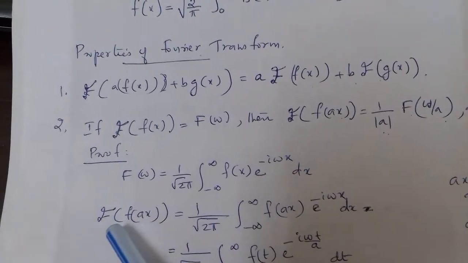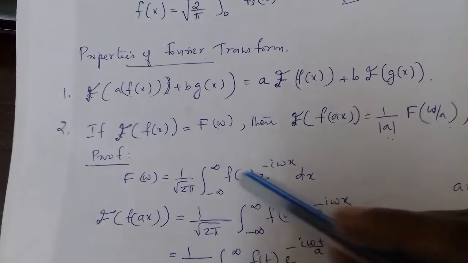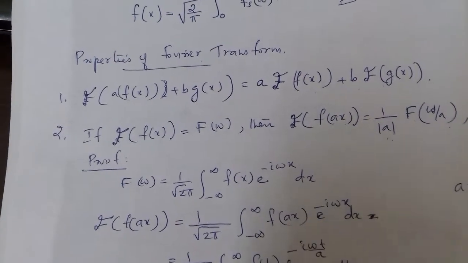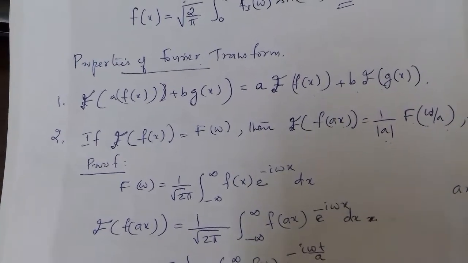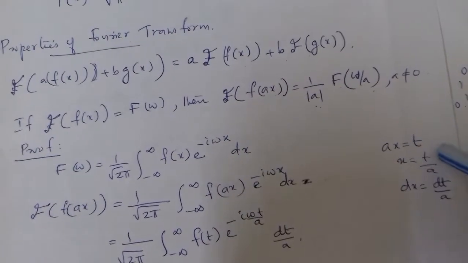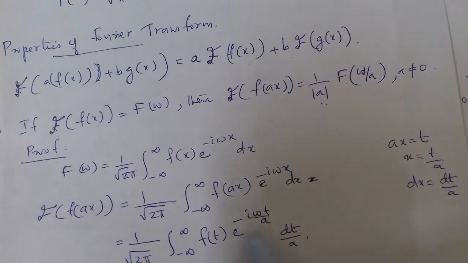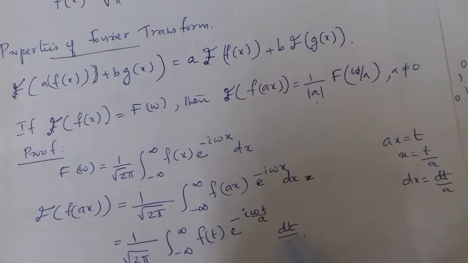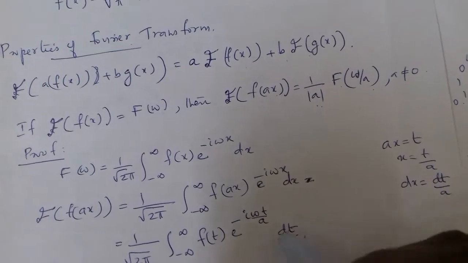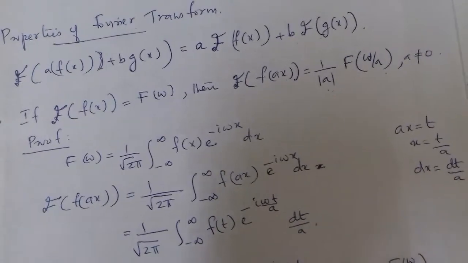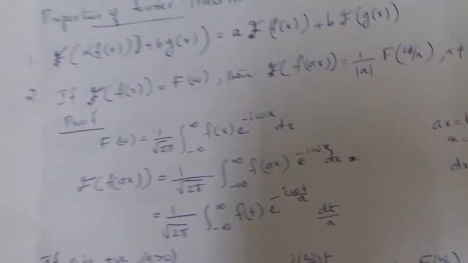We have to find the Fourier transform of f of ax. So instead of f of x, we write f of ax. Substituting, put ax is t, then x will be t by a, dx will be dt by a. So here f of t e raised to minus i omega t by a dt by a. Since a is in the denominator, consider two cases, a positive and a negative.